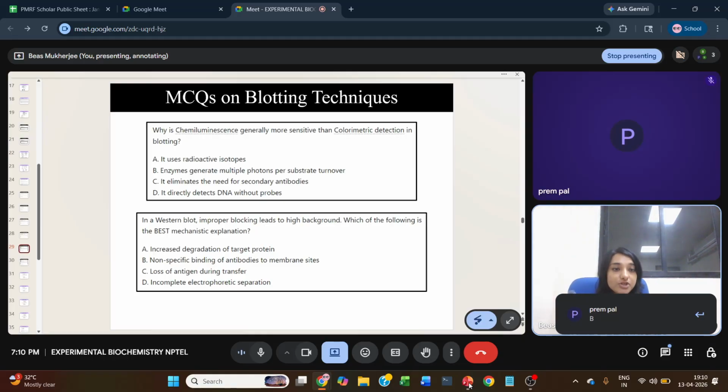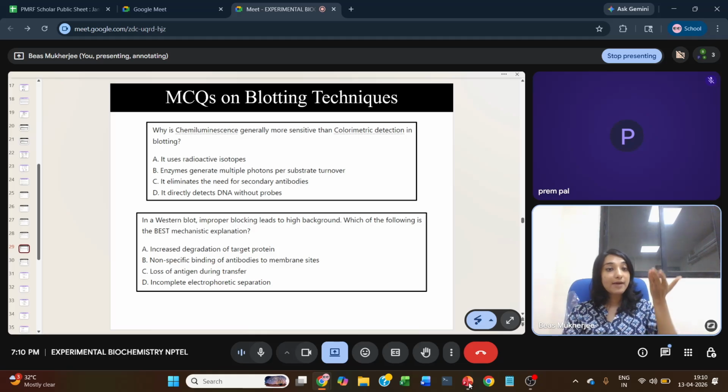Yeah, so enzymes generate multiple photons per substrate turnover. Okay. What about the next question? In a Western blot, improper blocking leads to high background. Which of the following is the best mechanistic explanation?